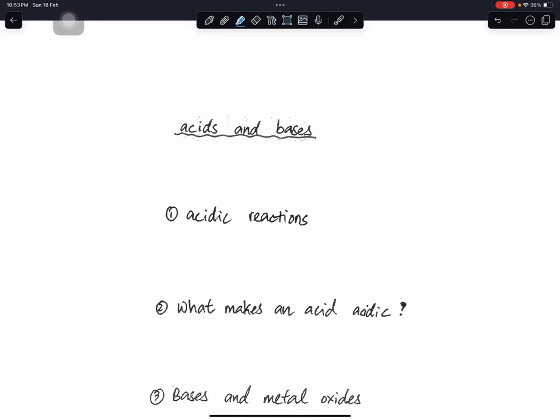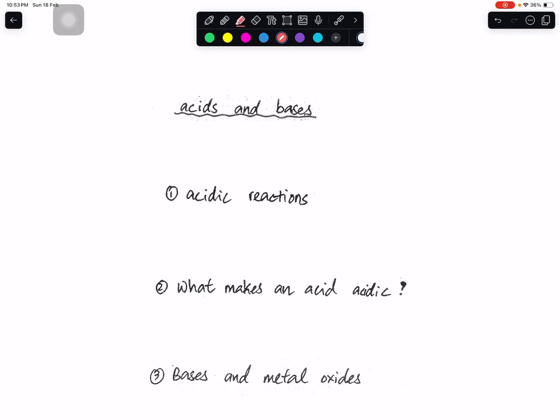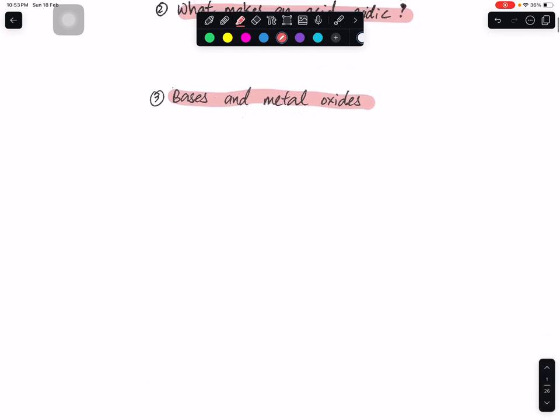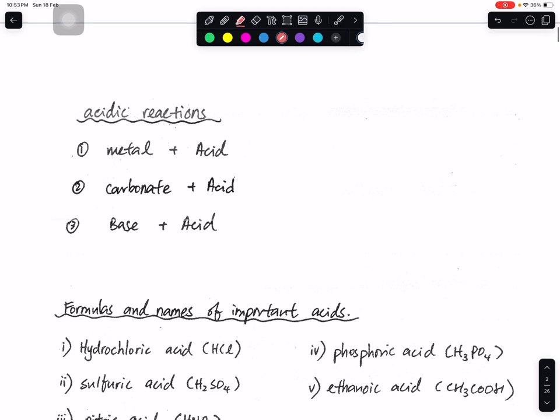Okay, so for today we are going to look at acids and bases. So when it comes to acids and bases, what are we going to talk about? We're going to talk a little bit about your acidic reactions, right? What makes an acid acidic? And then we're going to talk about metals and your metal oxides and your bases. So when you come into the first part, what we're going to study, this is an overview.